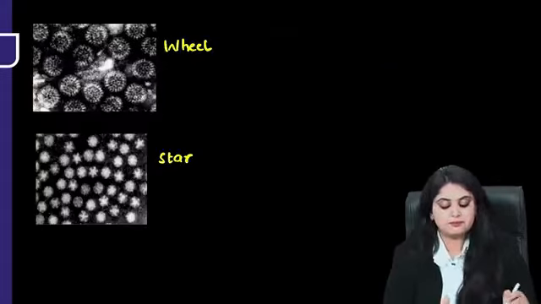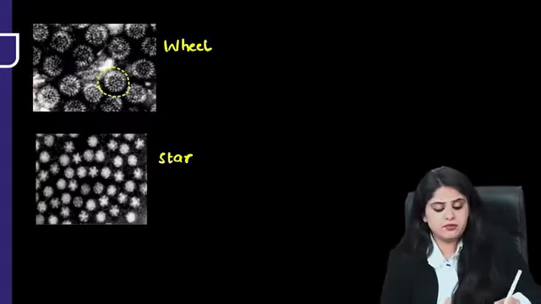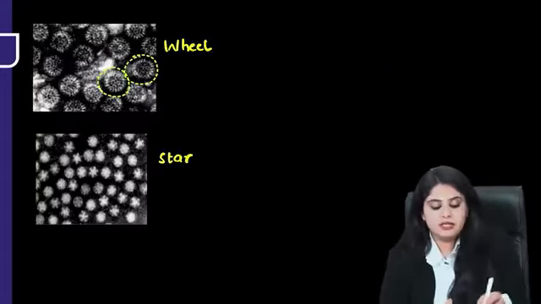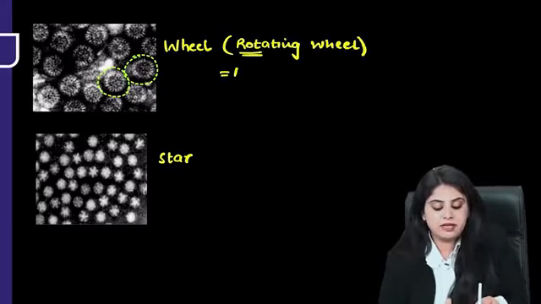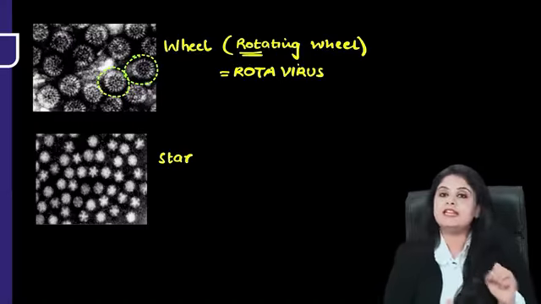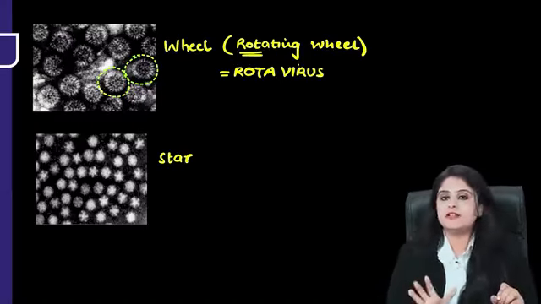Coming to the next one. What is the one that is looking like a round wheel? So I have learnt it as wheel, or you can also learn it as the rotating wheel. You can learn it as the rotating wheel. And why did I say rotating wheel? Because that will remind you of rota. That is rotavirus. In fact, I'll tell you one very nice story for this. That way you will never ever forget.